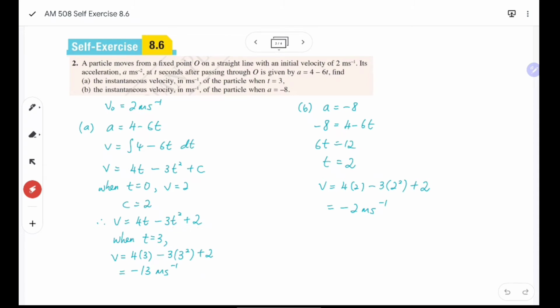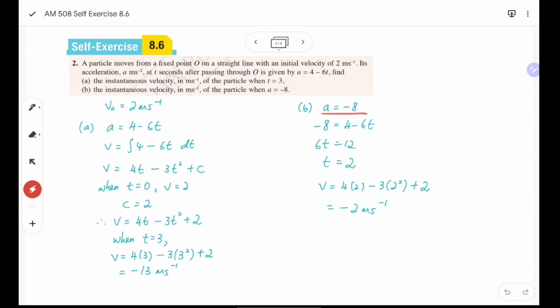Then we need to find the instantaneous velocity when t equals to 3. So when t equals to 3, v equals to 4 times of 3 minus 3 times of 3 squared plus 2, and we get negative 13 meter per second. B, the instantaneous velocity of the particle when a equals to negative 8.